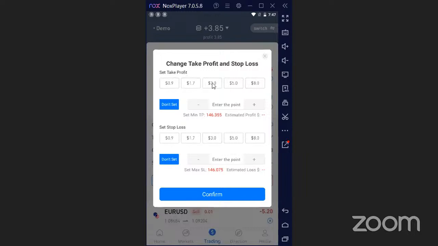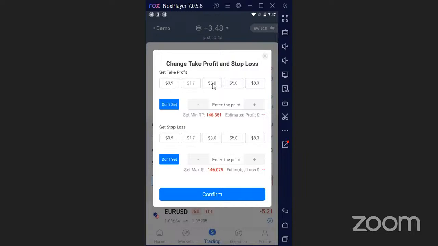It says set take profit. You can tell this trade that when my market gets to $3, give me my profit. So you can do this without having to enter points. Or you can come here and say set stop loss. What you're basically saying is when I lose up to $0.9, I'm okay, I don't want to lose any further. This is the second option. If I lose up to $1.7, I don't want to lose anymore. You can select any of these and it's going to set it automatically for you.